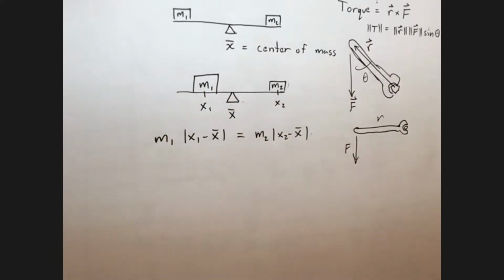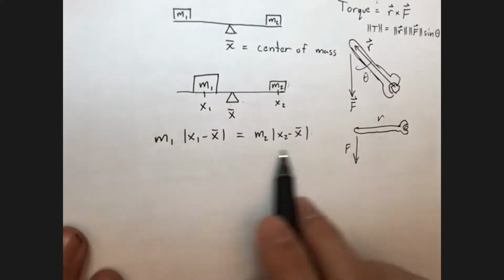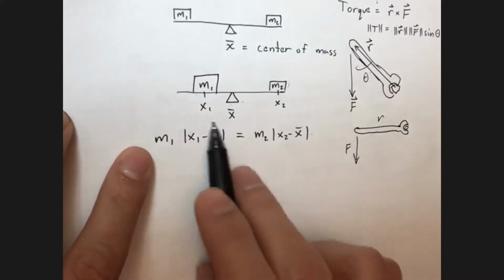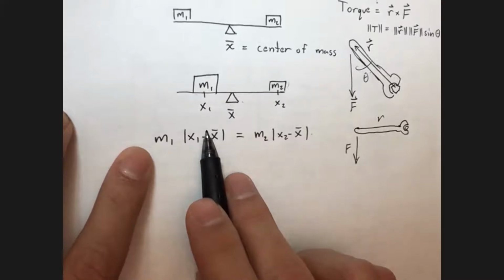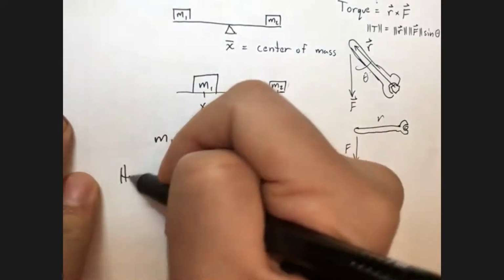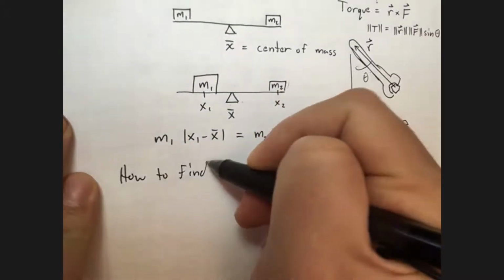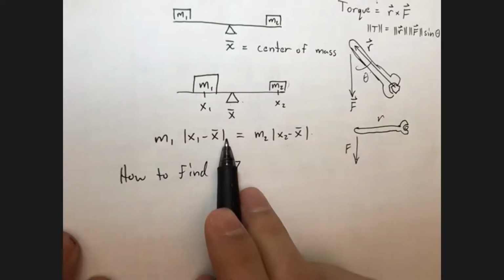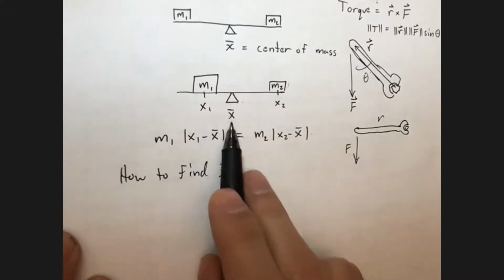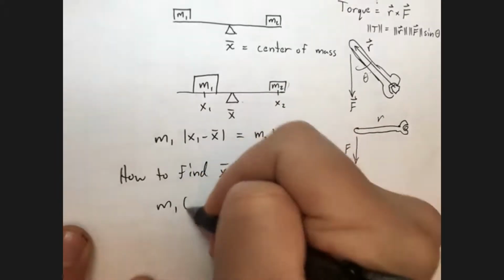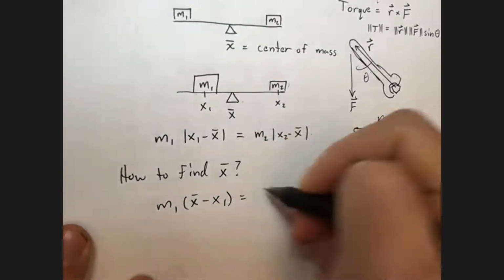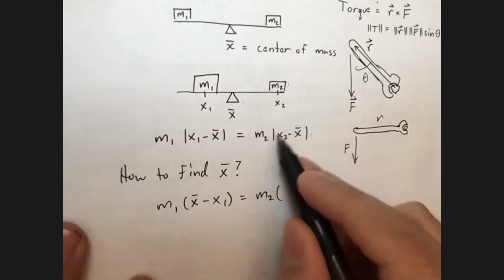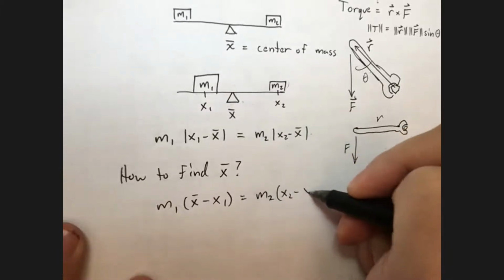All right, well, I'm going to just unfold this equation a little bit because we want to get a formula for x bar. We want to solve this for x bar. So x1 minus x bar in absolute values is really just x bar minus x1, because x bar is bigger than x1. So I'm going to write it like this. And x2 minus x bar in absolute values is just x2 minus x bar, because x2 is bigger than x bar.